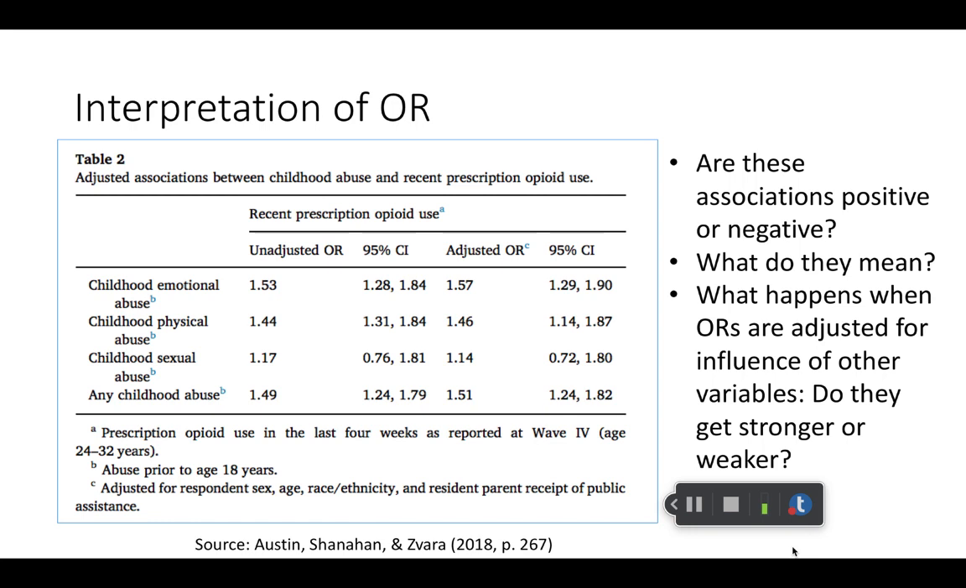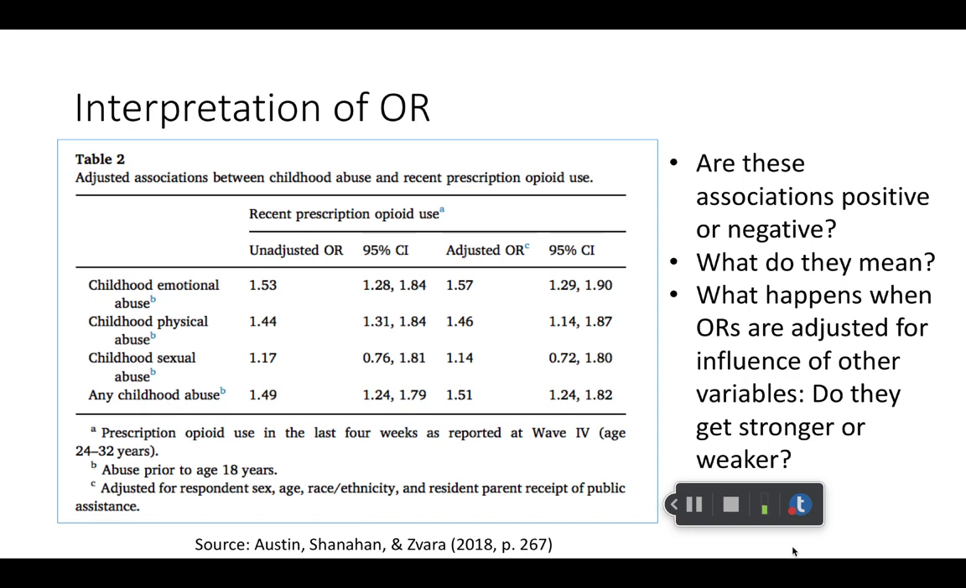But we do see odds ratios very, very often in the social science literature, and it's important to know how to interpret them. So back to our study by Anna Austin and her colleagues of associations between childhood abuse and prescription opioid use. Here, researchers present the results of their analysis in terms of odds ratios. So here you see on the left side 4 outcomes, and the second column is the unadjusted odds ratio, just showing the relationship between a type of childhood abuse and current or recent prescription opioid use.